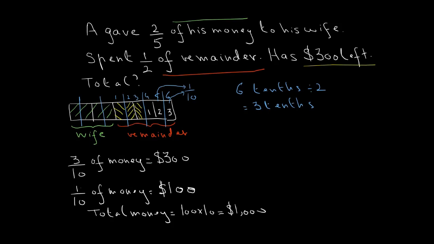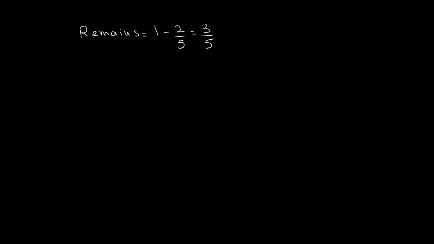So after he's given away 2/5 of his money to his wife, what remains is 1 minus 2/5, which is equal to 3/5. So you can see, as we go back, after he gave the money to his wife, he was left with 3/5 of the money. So now he's going to spend half of what remains.